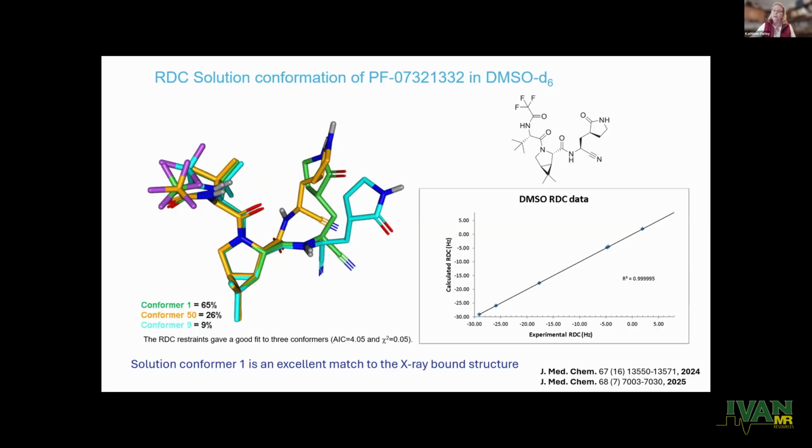For some teams, they weren't so lucky. Maybe the major conformer is not the bound structure, but that gives you ideas of what things you could change to perhaps impact these different conformers.